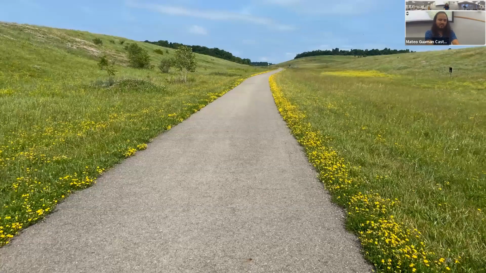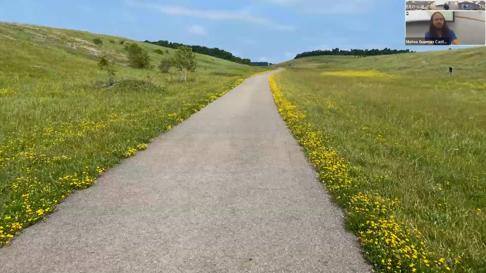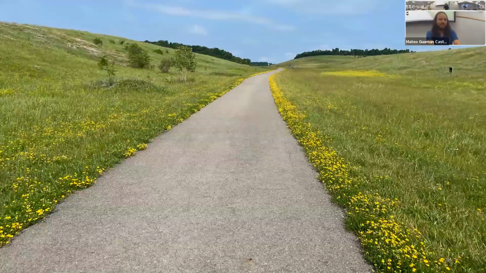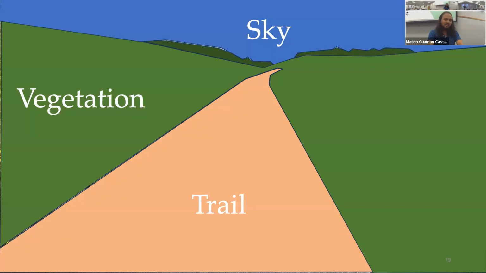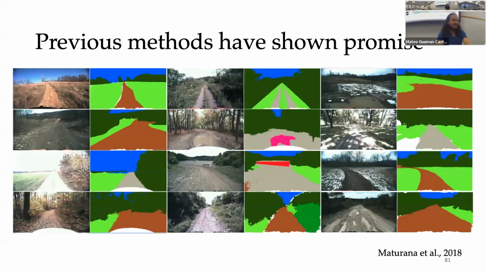So this is a trail somewhere out here going towards West Virginia. And I like this example because it's very clear where you would want to drive, walk, whatever, right? You would want to probably stay on the path. So one thing you can do is, if you have a camera, it passes through a segmentation model, and you have this is vegetation, this is a trail, maybe you also have the sky. And a simple policy to navigate safely could be: drive on the trail and avoid vegetation. Sounds pretty reasonable. And it is fairly reasonable.